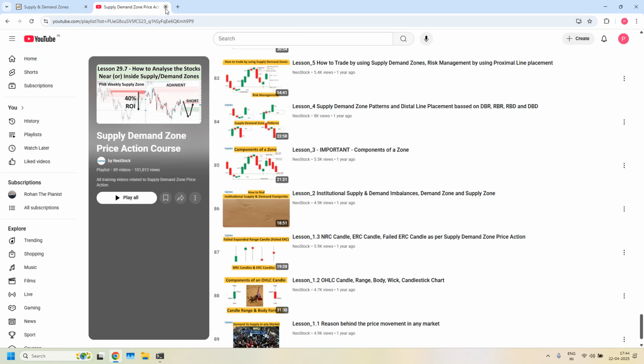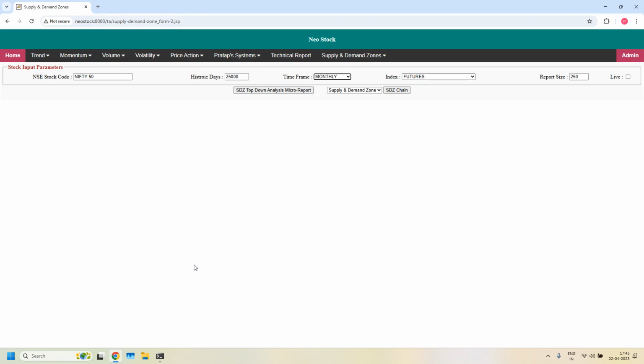Now I am getting into report generation. First, I will generate NIFTY and BANKNIFTY supply demand zone chain. Then I will generate stocks near demand and supply zones. Then I will generate bullish and bearish trade setups for different income trades. Finally, I will generate stop buffers.